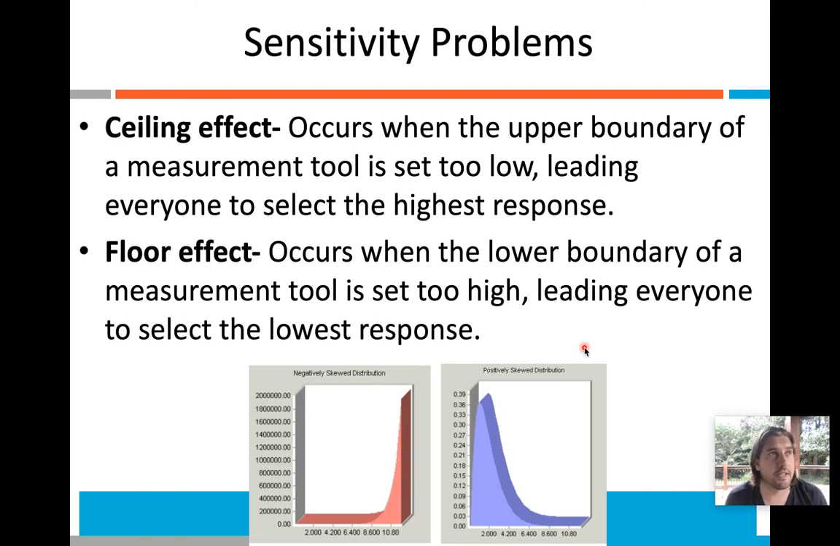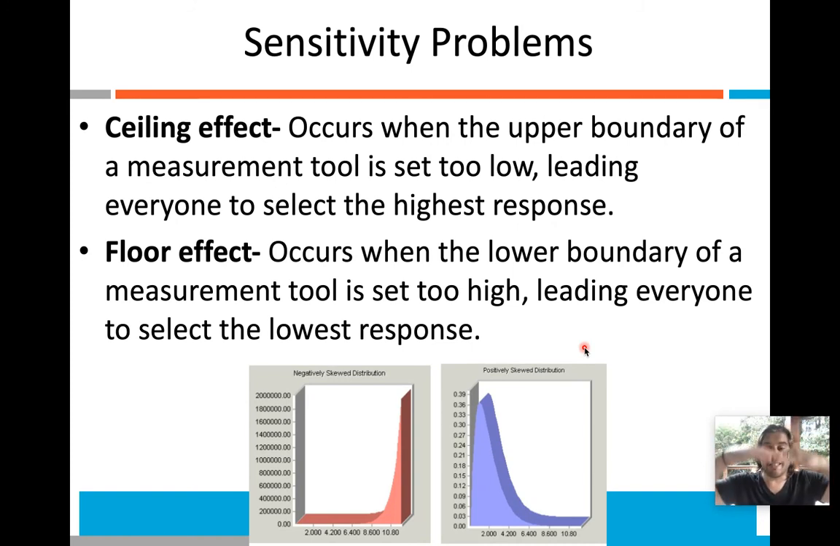An example of a ceiling effect might be if I want to measure the height of the average Georgia State student. What is the average height of a Georgia State student? But I only bring a 6-foot tape measure. That's it. That's all I have. That's my measurement tool. That's my scale. I have a 6-foot tape measure, and I'm going to use it to measure the average height of Georgia State students. I'm going to have a ceiling effect, right?